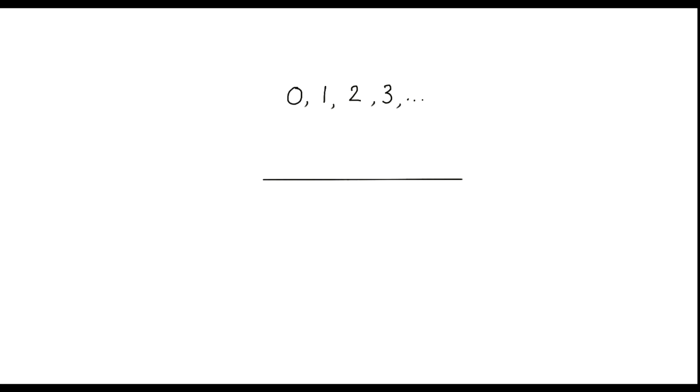Suppose this is the line and we had 0 and 1 and 2, 3, and so on. It goes on in the right direction. We can write more numbers here. We can write forever. Those were the whole numbers, right?